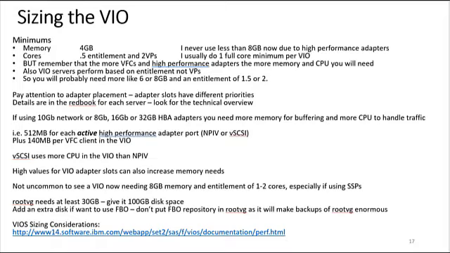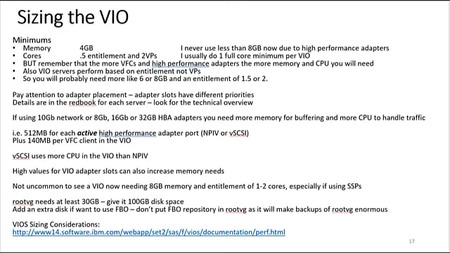Now, in terms of memory overhead, you need to add 512 meg for every active high performance adapter port, whether it's NPIV or vSCSI. If that port's got something plugged in and you're using it, you need to add 512 meg. Plus, for every virtual fiber client, so think of it as the VFC map that you're doing for NPIV, you're going to add 140 meg for every one of those. That's sort of the minimum memory overhead.